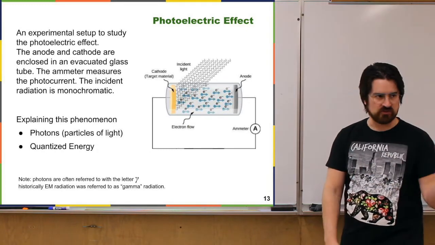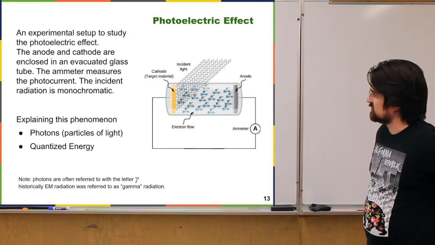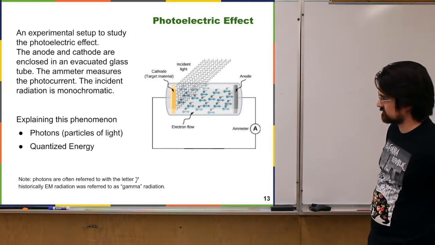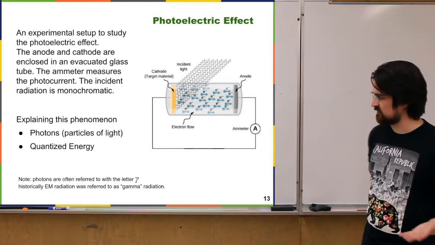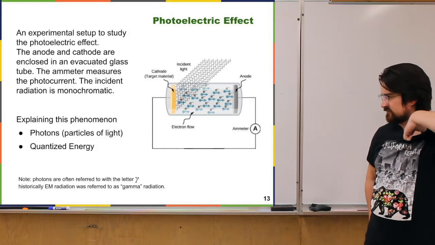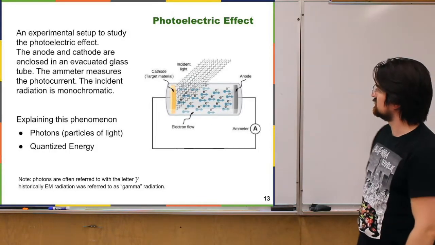This was a known phenomenon. People had measured things about it, but it didn't really make sense what they were seeing based on classical physics. It turns out that in order to explain this phenomenon fully, we need quantization of energy, like Planck was talking about, and we need photons, chunks of light.